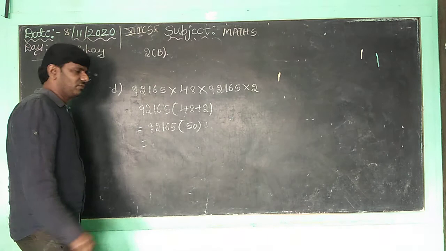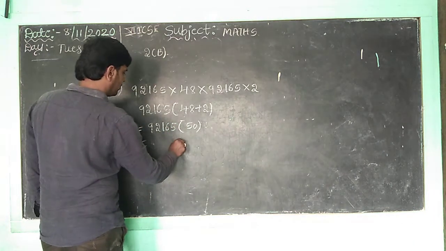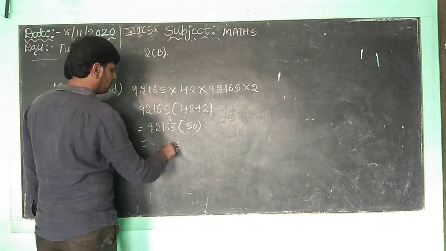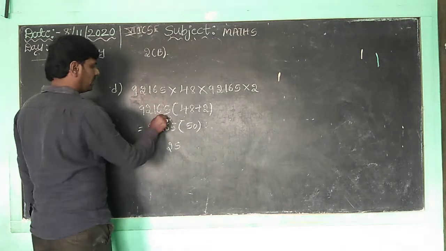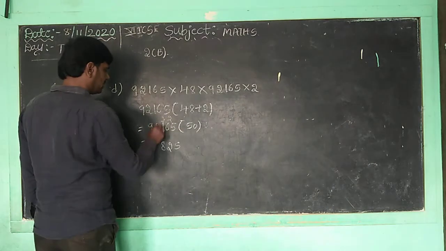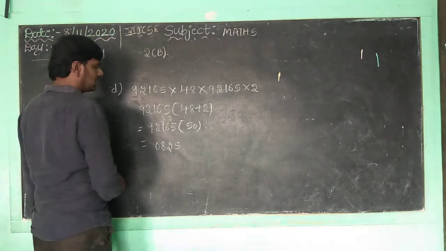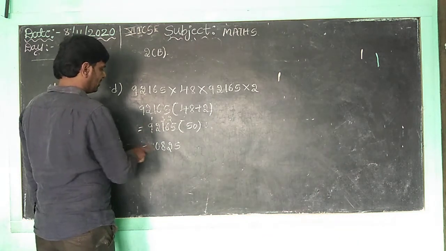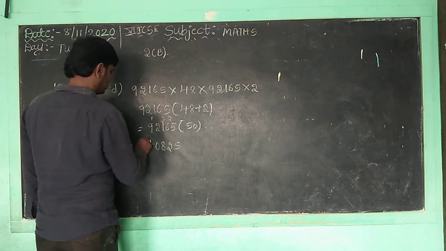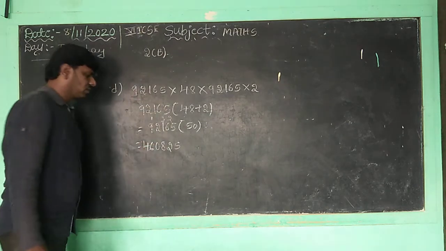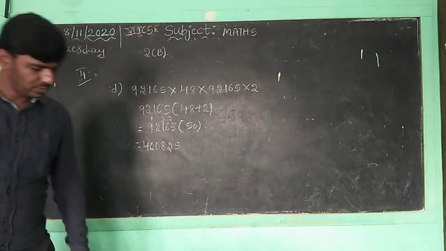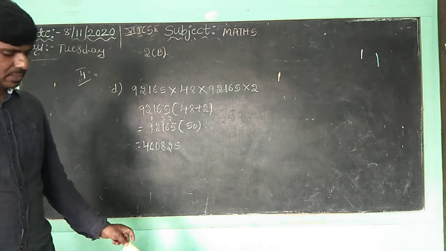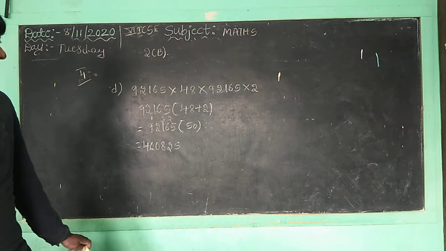Children, now you want to multiply. 5 5s are 25, carry 2. 5 6s are 30 plus 2 is 32, carry 3. 5 1s are 5 plus 3 is 8. 5 2s are 10. Correct children? Carry 1. 5 9s are 45 plus 1 is 46. So the answer is 46085. So children, now we want to take the next question. This is also over children.